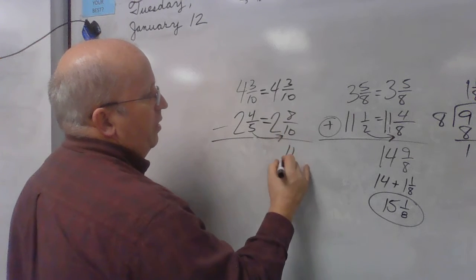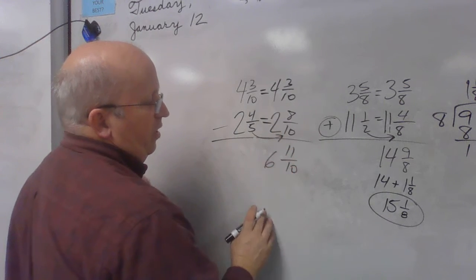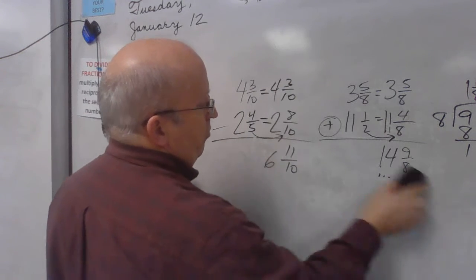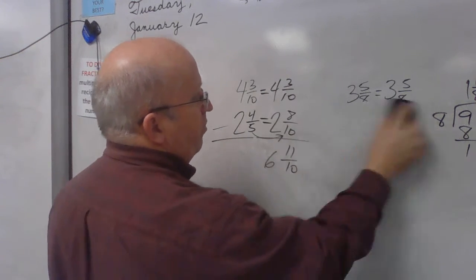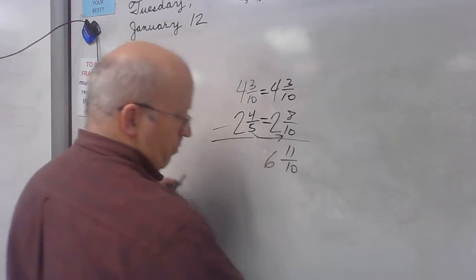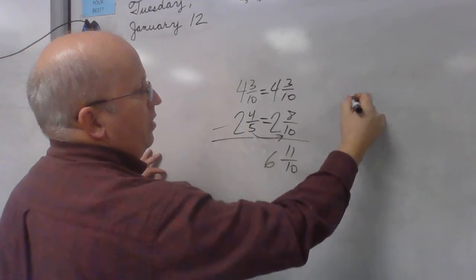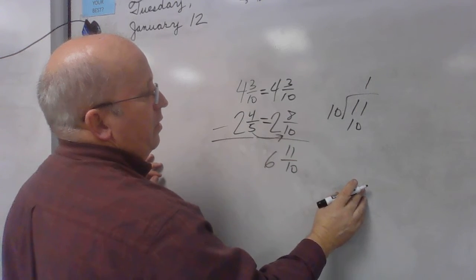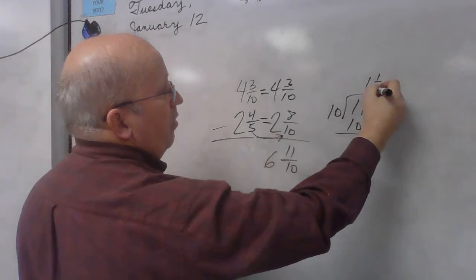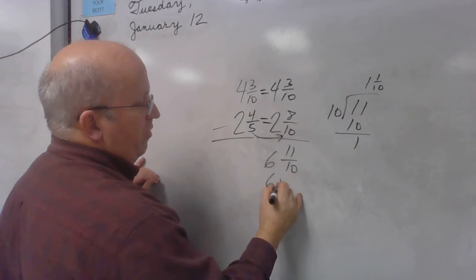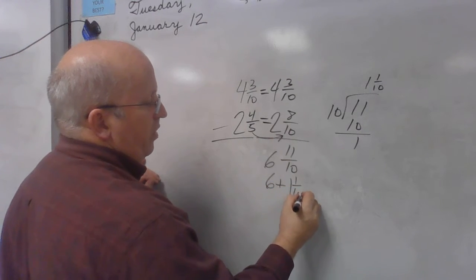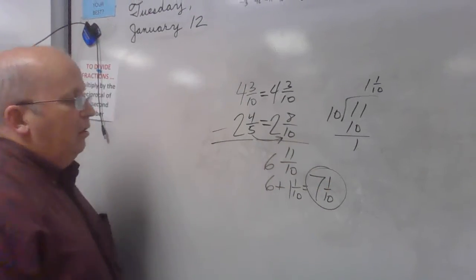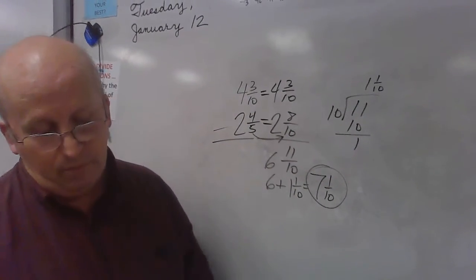We add up and we get 11 tenths. Uh-oh. Another one of those situations where 11 tenths is an improper fraction. So let's do that 11 divided by 10 thing, dividing to create a mixed number, and we get 1 1/10. So we've got 6 plus the 1 1/10 makes 7 1/10. We're done. 7 1/10.